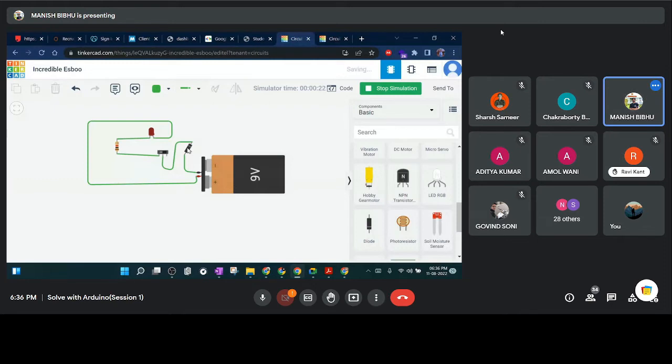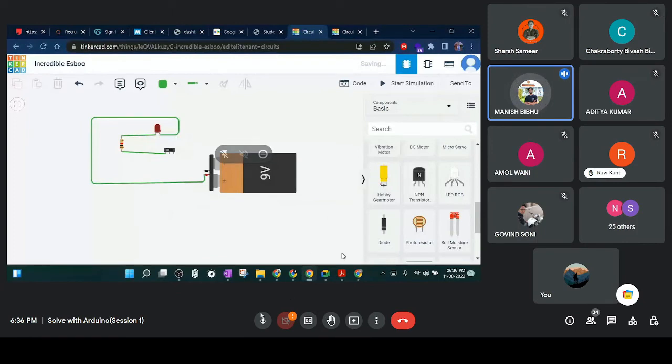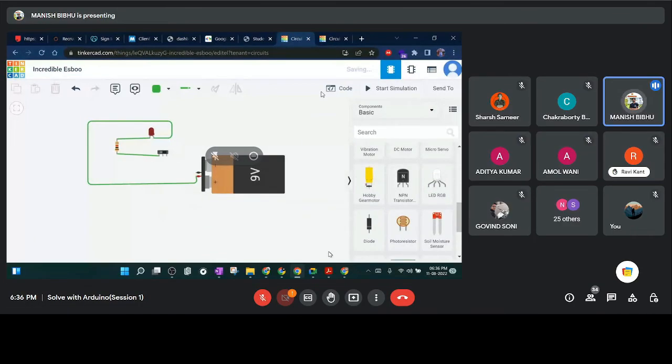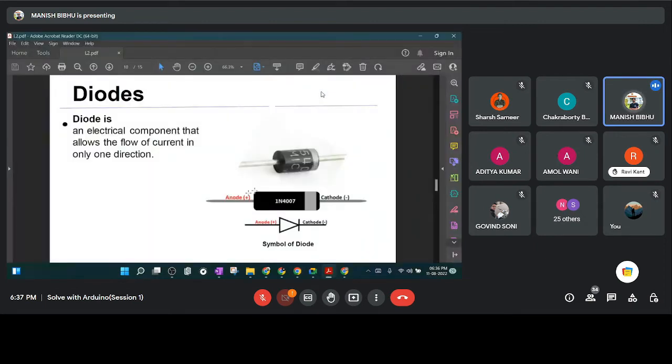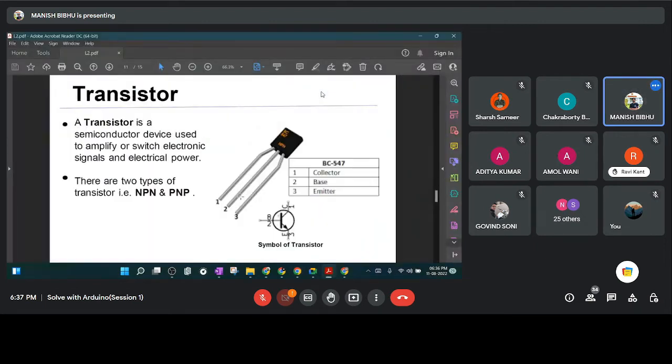Now next is the transistor. A transistor is a semiconductor device. It is mainly used to amplify electronic signals. It is also used as a switching device, but mainly it is used for amplifying the electronic signal. We don't need these components in this hackathon, but let me explain. Okay, I can show.